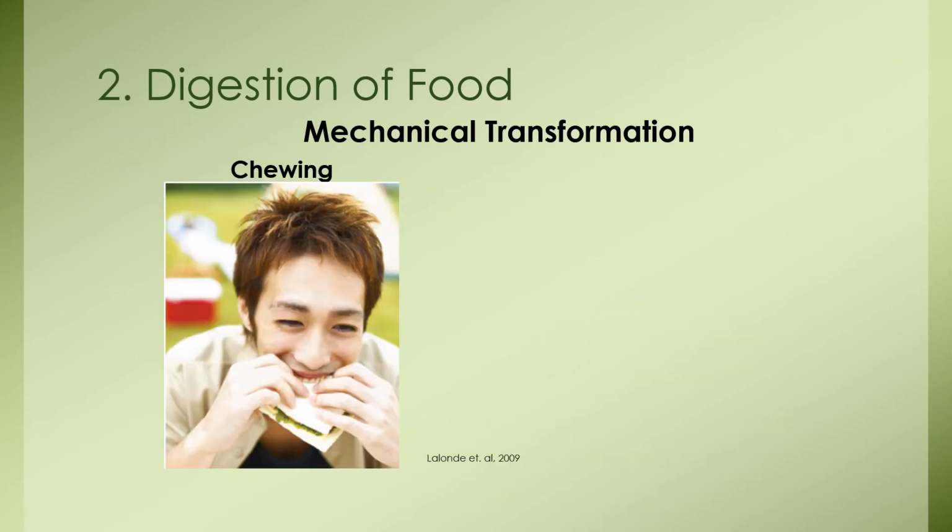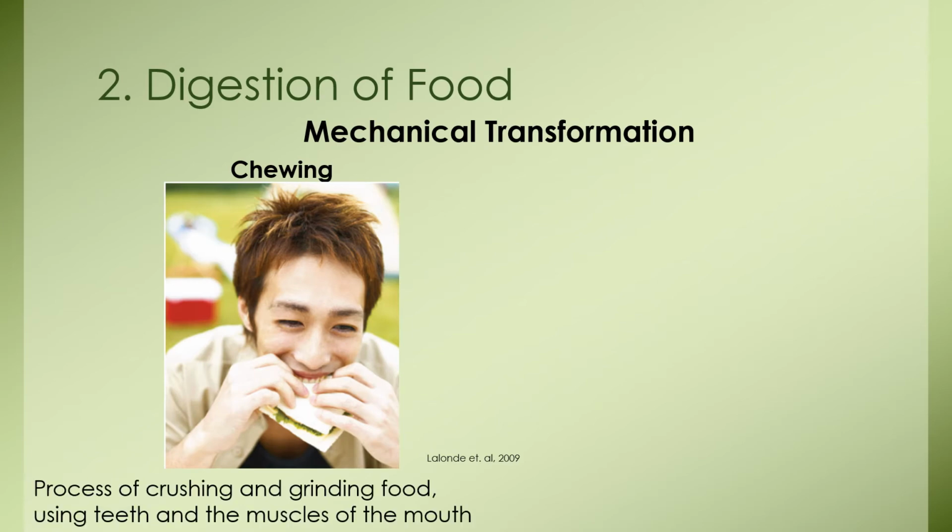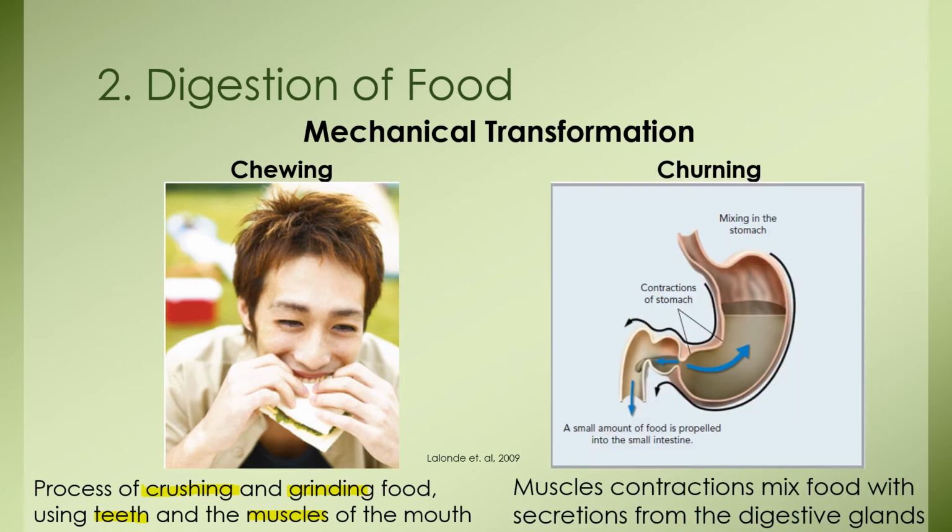So for mechanical transformation, we do chewing. It's the process of crushing and grinding the food with your teeth and the muscles of your mouth. Usually chewing is when you are breaking the food into small pieces. And churning is when your muscles contract, and the contraction of the muscles mixes the food with the secretions from the digestive glands. Okay, so these two are mechanical because they don't involve any chemical.